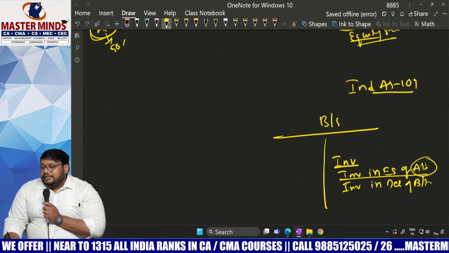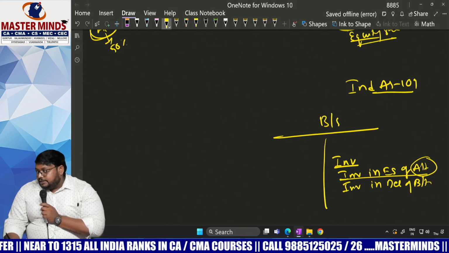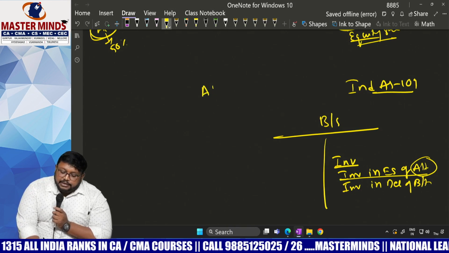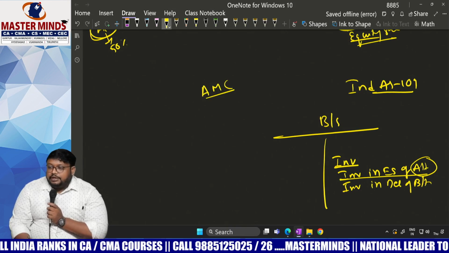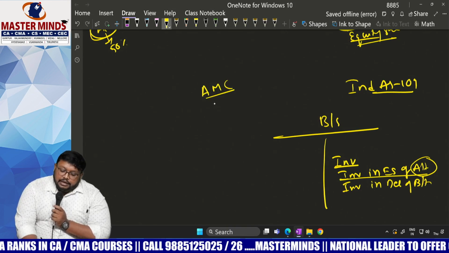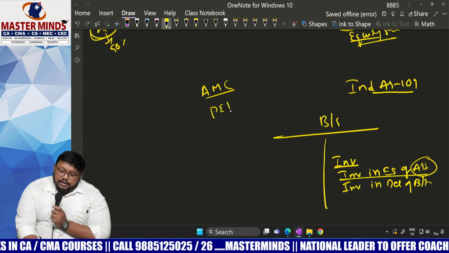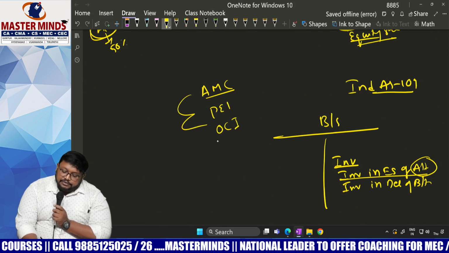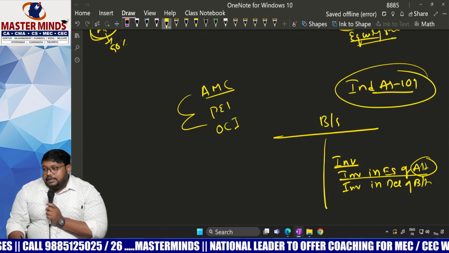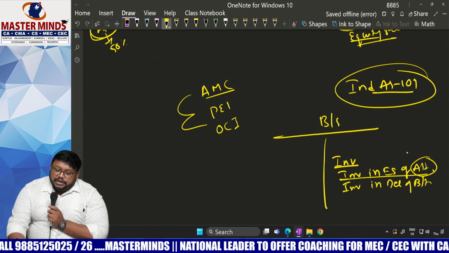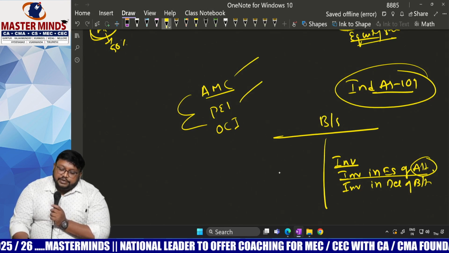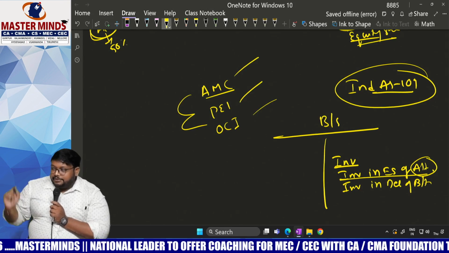So based on that intention, we are classifying the financial instruments under 3 stages. Generally, the amortized cost method we will follow here, and fair value through profit and loss, and fair value through OCI, other comprehensive income. So this reclassification we will make when we are applying Ind AS 109. For which one we have to follow amortized cost, for which one P&L, and for which one OCI, we will discuss in 109.